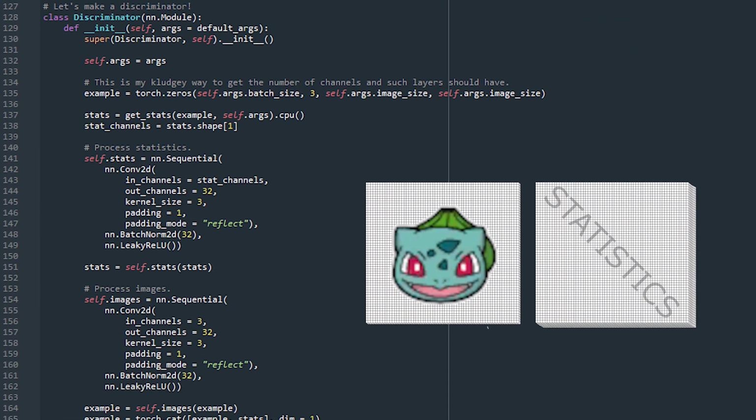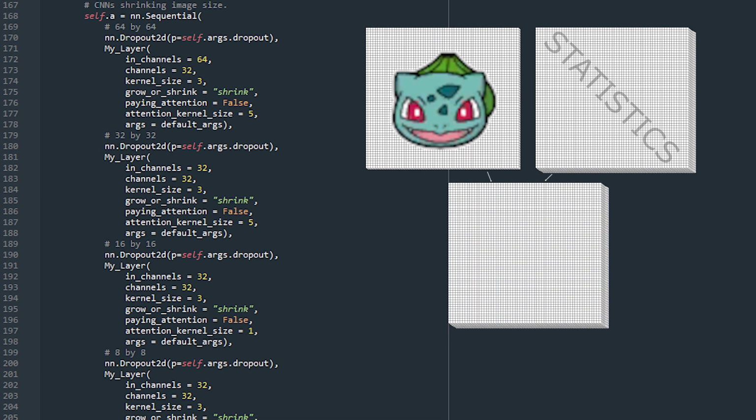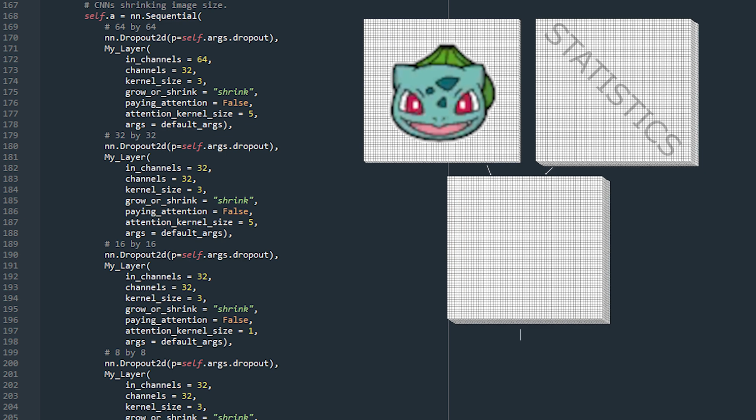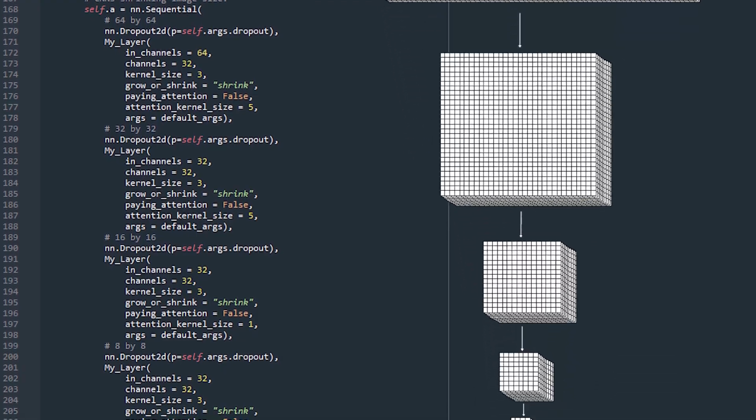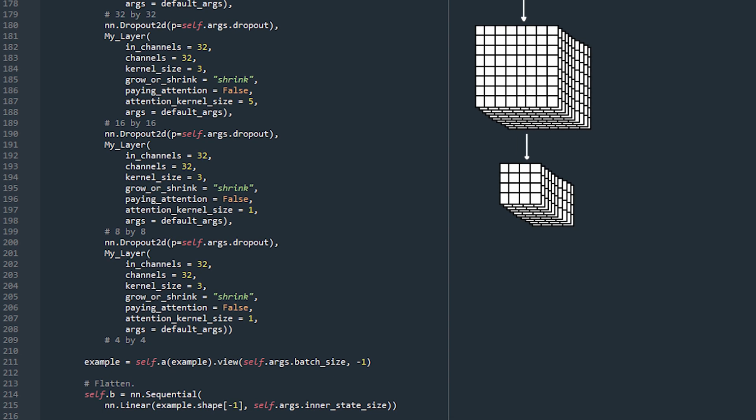So I'm going to do stuff with those statistics, I'm going to do stuff with the images, I'm going to put them together, and then I'm going to put them through a couple of my layers, and instead of growing the image, it shrinks the image. So they're going to be 64 by 64, then 32 by 32, then 16 by 16, then 8 by 8, and then 4 by 4. And then we're going to flatten that, which is going to be 32 times 4 numbers.